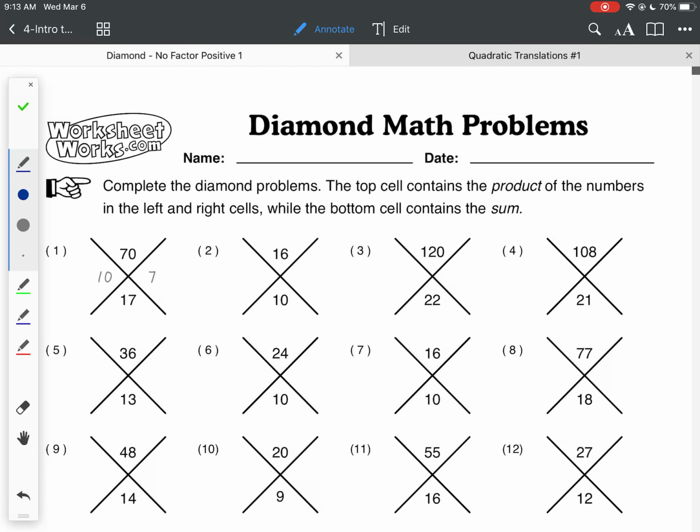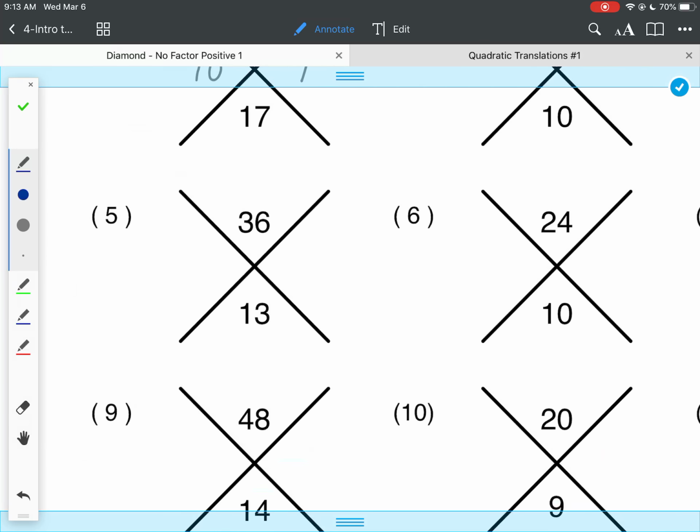Okay, guys, this is the diamond problems, the final step. Remember we started out with problems where I gave you the side numbers, right? The side numbers do all the work. Okay, 6 and 3, you have to multiply them to get the top, and you have to add them to get the bottom. Okay, now we're flipping it.